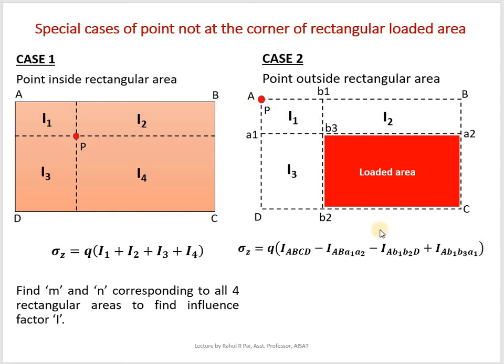This means you have divided the large rectangle into small rectangles, in which this particular rectangle is the loaded area. That is, this is the load which is having influence on this point. All these other rectangles are not loaded, so they don't have any influence. So you will have to deduct these influence areas. How will you do that? First you find the influence of this entire rectangle, that is I of A, B, C, D. The sides will definitely be given. So for A, B, C, D the influence factor is found.